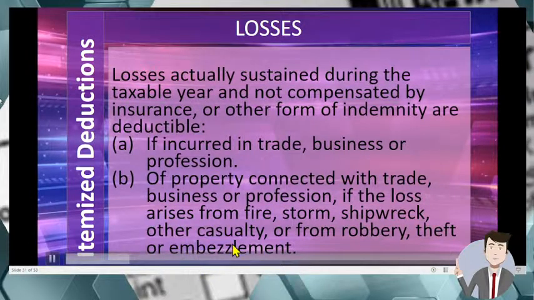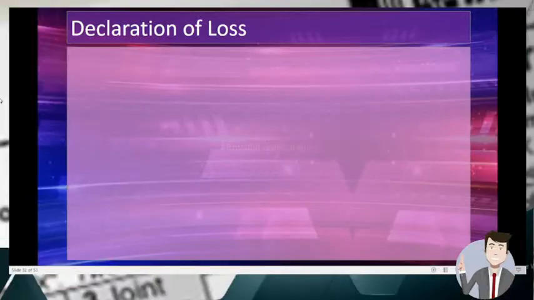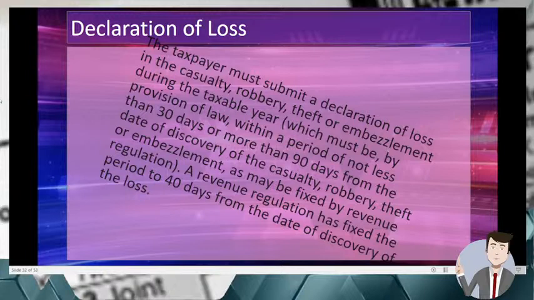So guys, take note, the reason for the loss should be involuntary or because of fortuitous events. So, declaration of loss. The taxpayer must submit a declaration of loss in the casualty, robbery, theft, or embezzlement during the taxable year, which must be, by provision of law, within a period of not less than 30 days or more than 90 days, so between 1 month to 3 months from the date of the recovery or discovery of the casualty, robbery, theft, or embezzlement, as may be fixed by the BIR regulation or revenue regulation.